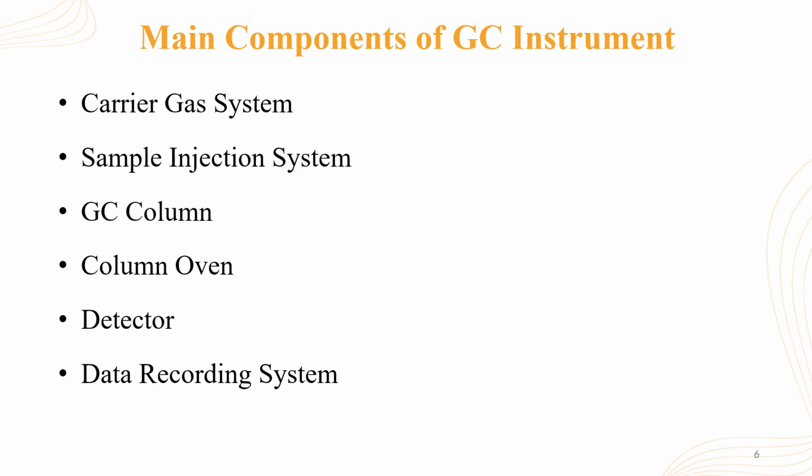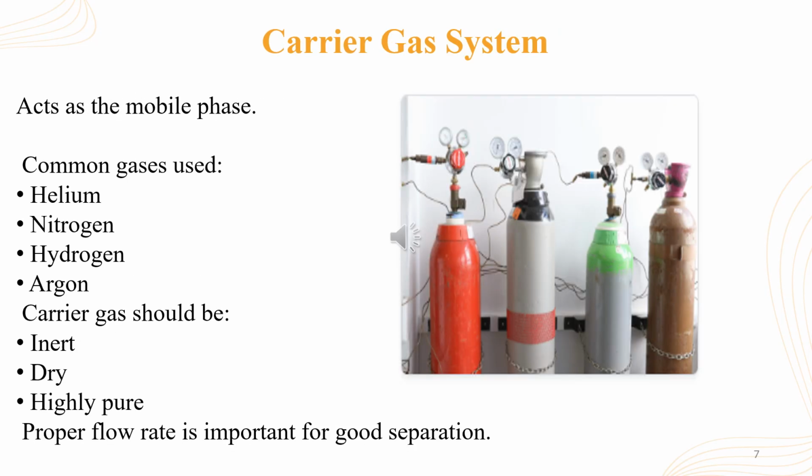The main components of a GC instrument. The main components of a gas chromatography instrument are the carrier gas system, sample injection system, GC column, column oven, detector and data recording system, and each component performs a specific function. The carrier gas system acts as the mobile phase. Its main function is to carry the vaporized sample through the column. Common gases used are helium, nitrogen, hydrogen, and argon.